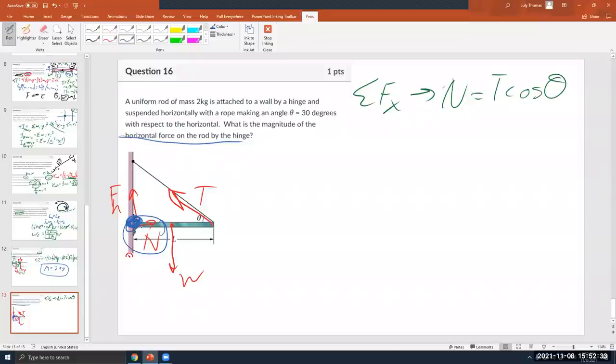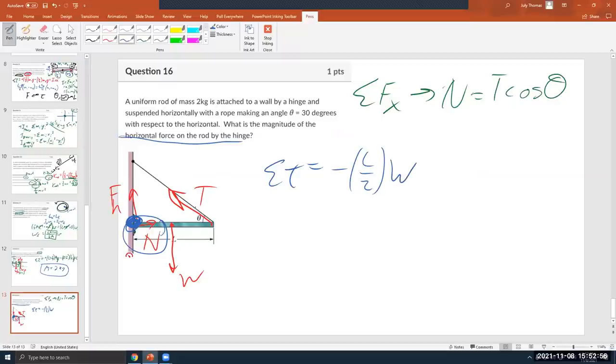Since I noticed this from the summing of the forces, I can then perform a torque calculation where I set the axis of rotation at the wall, and then I don't need to be concerned with the other hinge forces. When I do the torques here, as I move out, my weight is giving me a negative torque. So that would be negative. The distance from the hinge to that weight is half the length, L on 2, times the weight.